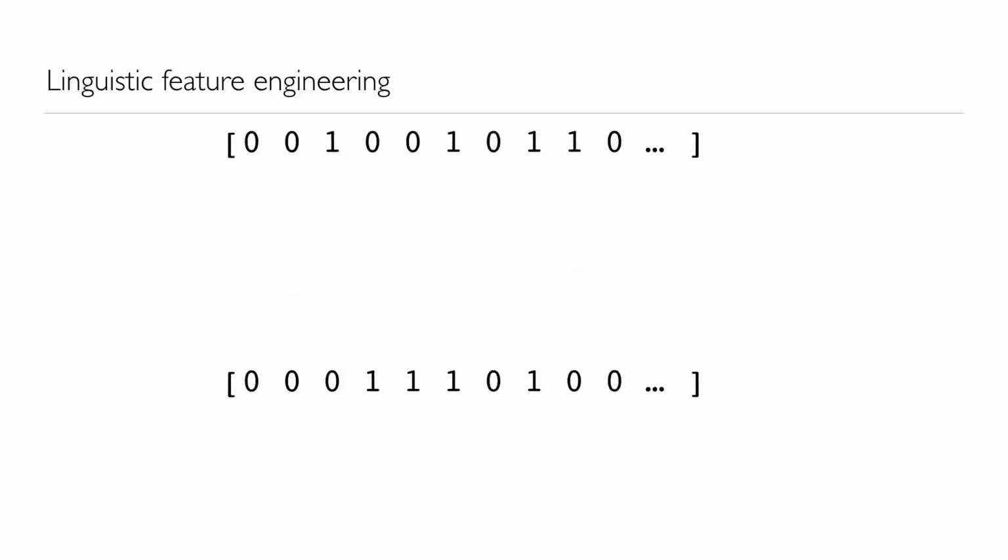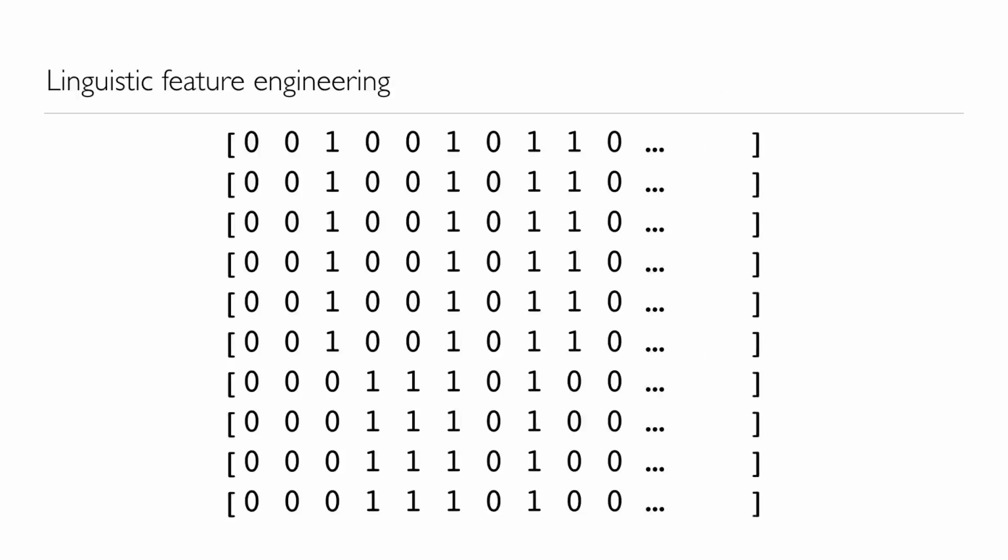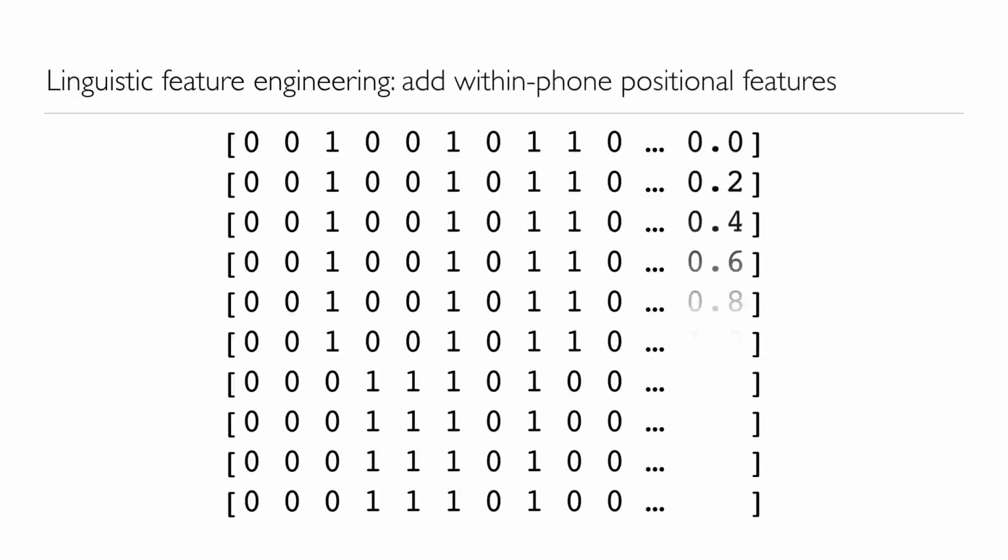Here the process is to simply duplicate the vectors. Each context dependent vector we will duplicate into the number of frames which is going to be provided from the duration model. But since this duplication makes all the frames within a phone constant, we need to add some fine-grained positional information from the duration, something like this.